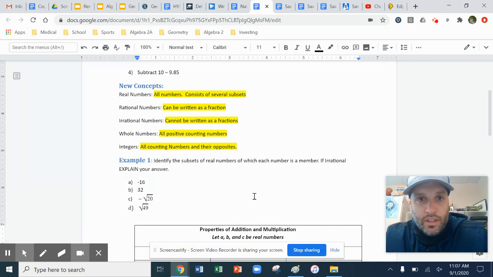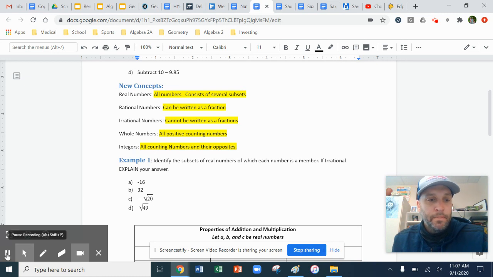All the numbers that we work with are called real numbers, and within real numbers they're split into two subsets: rational, which comes from the word ratio, so numbers that can be written as a ratio or a fraction, and then irrational, not rational, which cannot be written as fractions or ratios. Then within rational numbers, we have whole numbers, all positive counting numbers, so the numbers you learned counting, 1, 2, 3, 4, and so on, and integers, which include the counting numbers and their opposites, so -1, -2, -3, and so on.